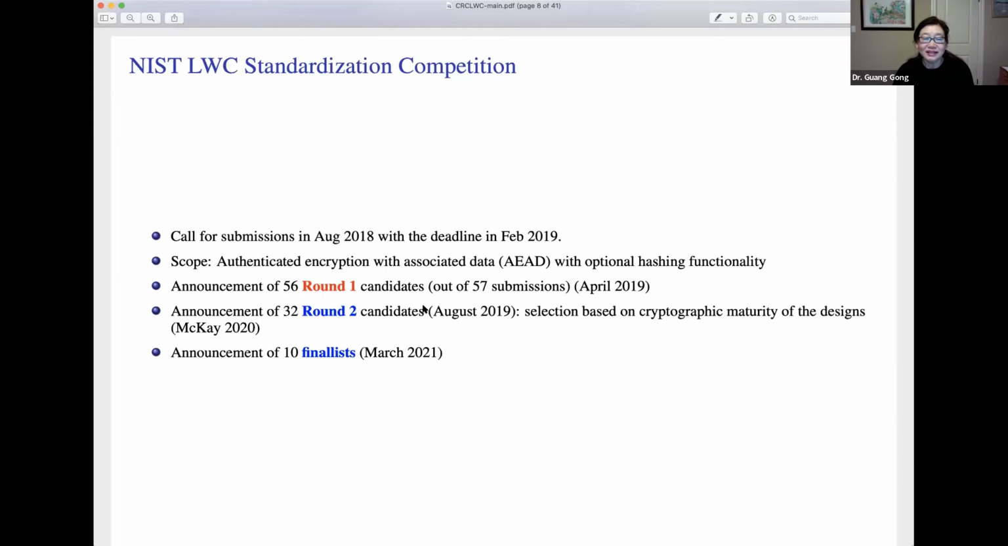Okay, and what is the criterion they select as a final? There's a talk given by Dr. McKay in 2020, and they emphasized the selection will be based on the cryptographic maturity of the design. So basically, maturity is the first criterion for their selection of the 10 finalists, which was announced in March 2021.